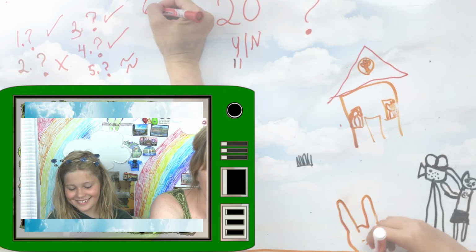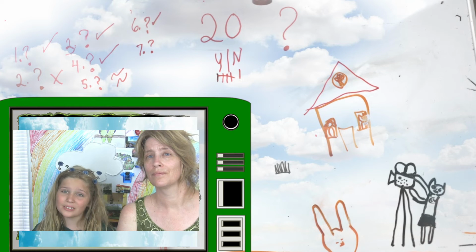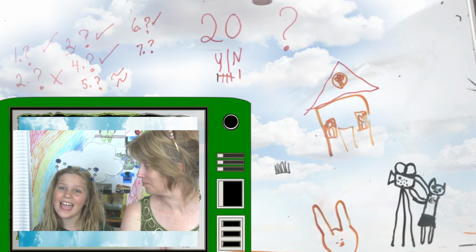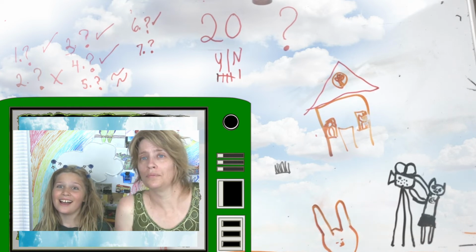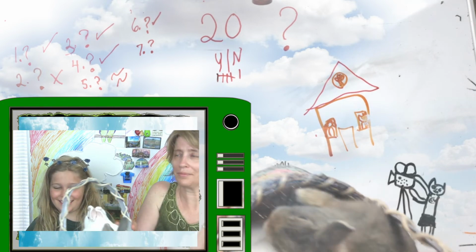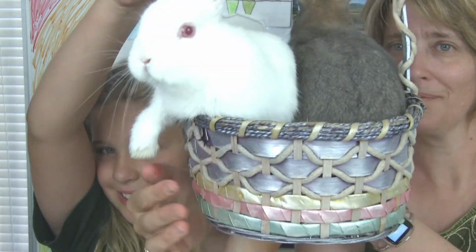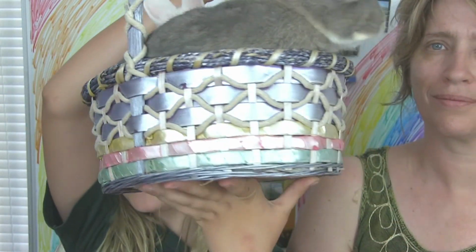Yes. Is there any chance it possibly could be a bunny? Yes, it's a bunny. The little bunny.